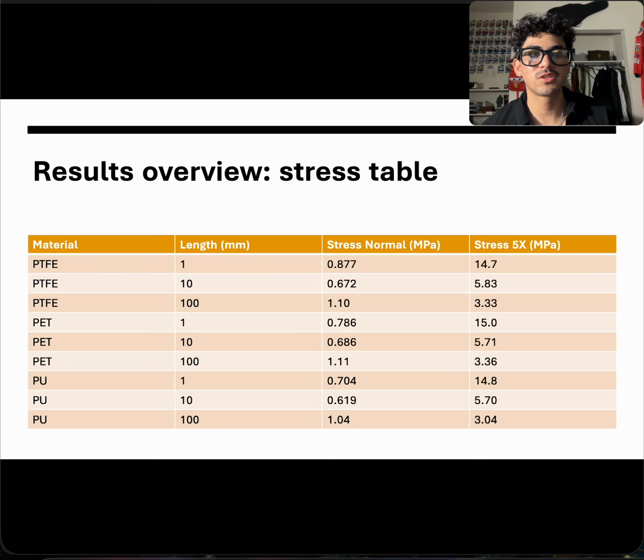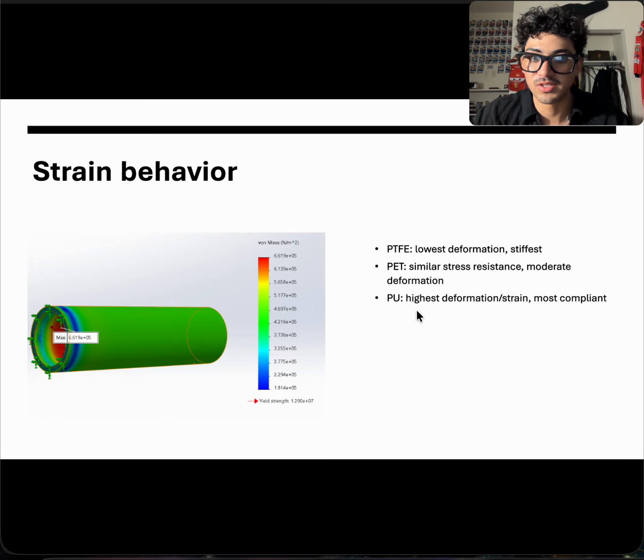So short segments create localized stress concentrations, while longer segments distribute the load more smoothly along the graft, which makes sense. The more length you have, the more weight and more stress can be supported.